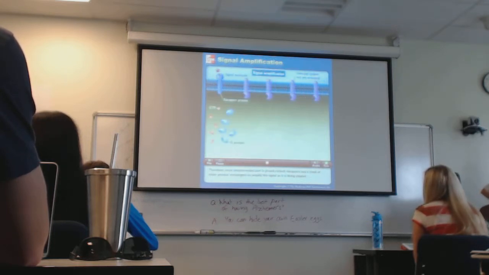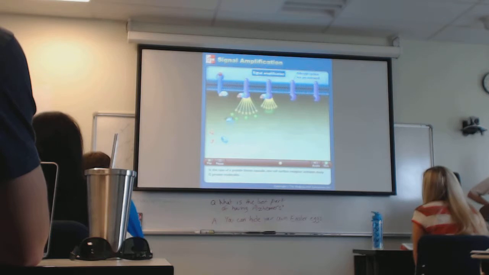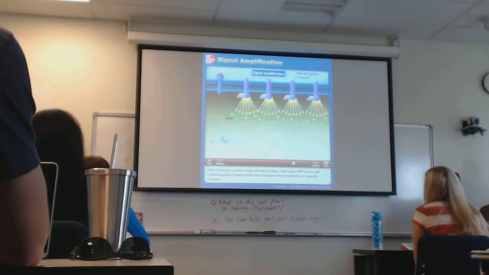Therefore, most enzyme-linked and G-protein-linked receptors use a chain of other protein messengers to amplify the signal as it is being relayed. In the case of a protein kinase cascade, one cell surface receptor activates many G-protein molecules. Each G-protein activates many adenylyl cyclases. Each cyclic AMP, in turn, will activate protein kinases, which then activate several molecules of a specific enzyme. The end result is rapid production of high levels of the final product.